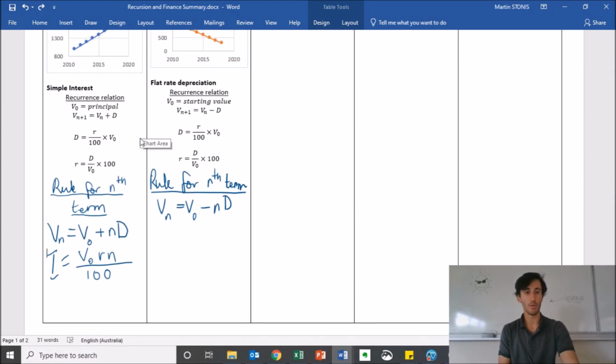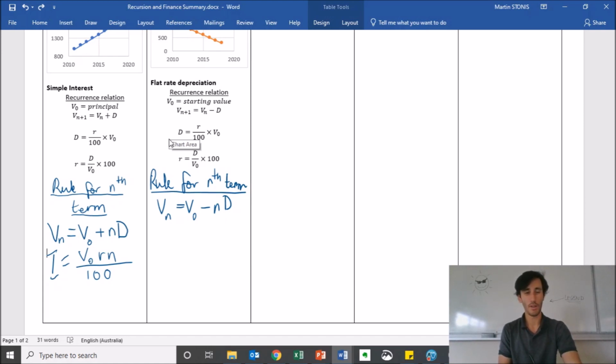And I want you guys to also write the heading, rule for the nth term. So rule for the nth term is to distinguish it from recurrence relation, because both of these things have Vn in them, but you shouldn't be confused and write down the rule for the nth term when it asks for recurrence relation and vice versa. You should write recurrence relation is these two things. Rule for the nth term is this thing.